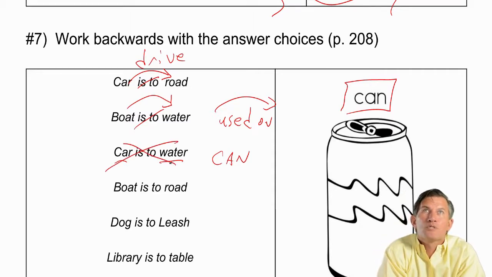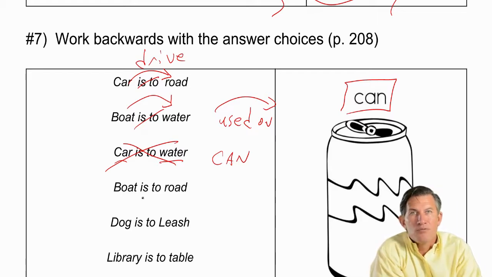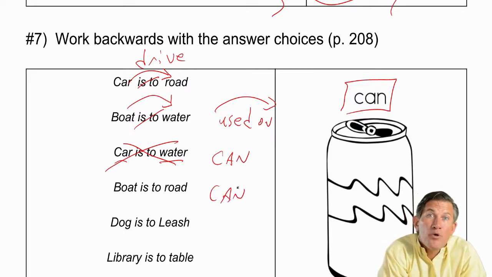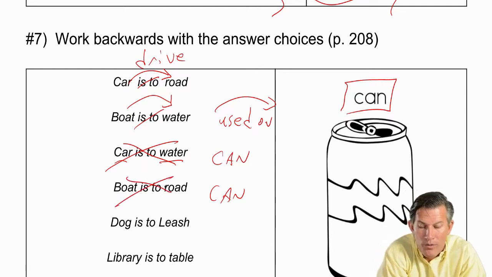You're working backwards with the answer choices. So you read them, and if they are not related, or if they're not strongly related, you can get rid of them, okay? Get rid of all weak relationships in your life and on the test, okay? Is a boat related to road? Well, it can be. Boats can go on the road, but no one ever mentioned the word trailer, okay? Trailers hold the boat, and trailers go on the road, okay? But you would get rid of this one because boats can go on the road.